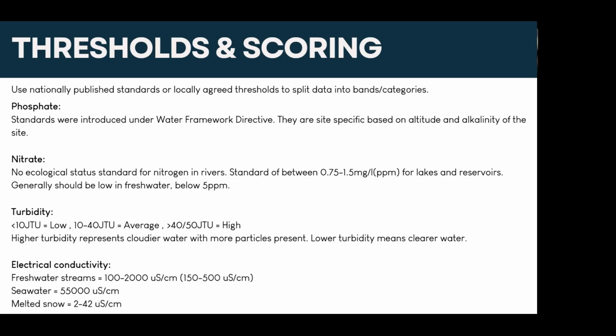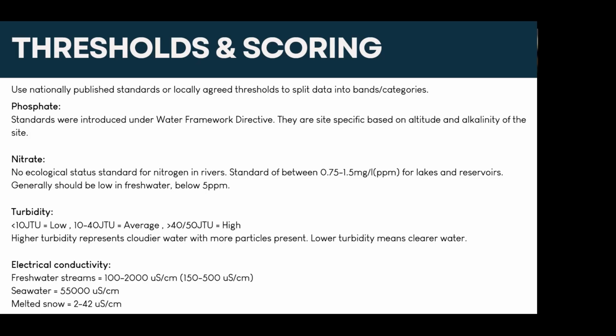Then for things like turbidity, again, you've got ranges that have been produced there. If you've got higher turbidity, you've got cloudier water, lower turbidity, clearer. So you can split it based on your readings. So the suggestion for one here is below 10, 10 to 40, and above 40 or 50.